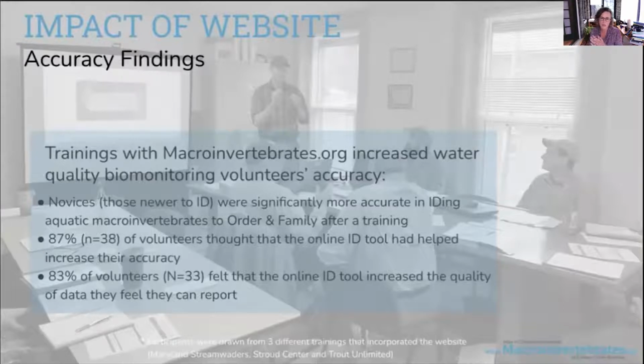So we did find that novices in trainings, and of course the training people are going to improve, but it's the training with this tool, that people were significantly more accurate in IDing macroinvertebrates to order and family after training. And when we queried them, 87% of volunteers thought that the tool had helped them increase their accuracy, and another 83% felt that the online tool increased the quality of the data they could report. So those really nice, strong findings that the website and these tools were helping them improve their accuracy.